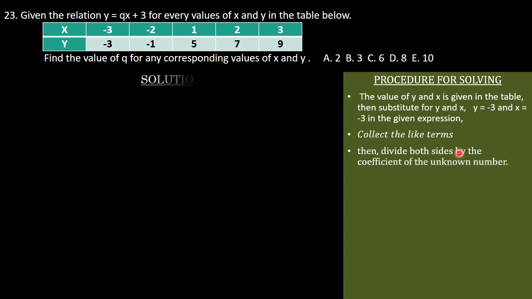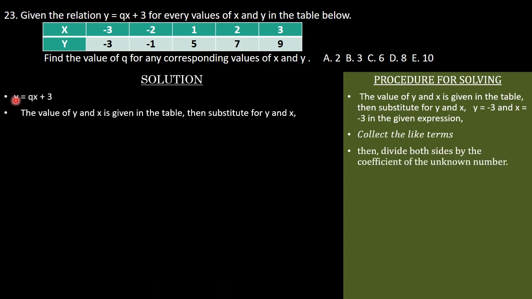Let's check the solution. Let's substitute for y to be minus 3 and our x to be minus 3. You can also use y to be minus 1 and x to be minus 2. Or you use y to be 5 and x to be 1. You will arrive at the same answer. Substitute for y and x, where y is equals to minus 3 and x is equals to minus 3 in the given expression. Minus 3 is equals to q into bracket minus 3 plus 3. That is when you substitute for your y to be minus 3 and your x to be minus 3.